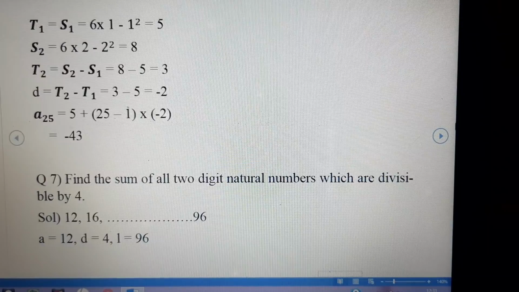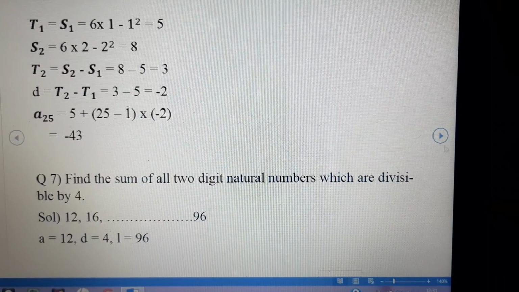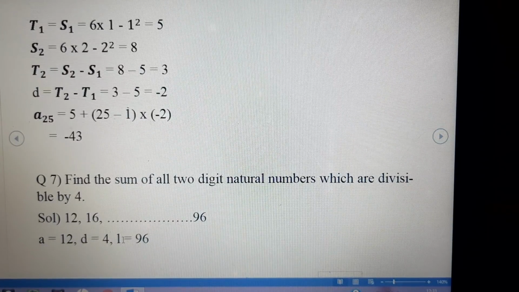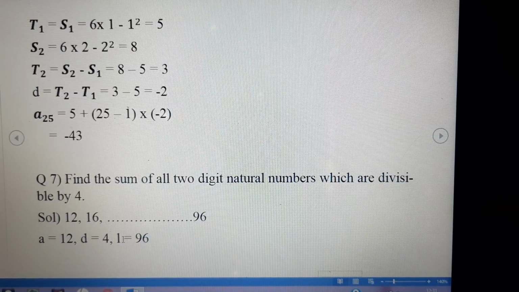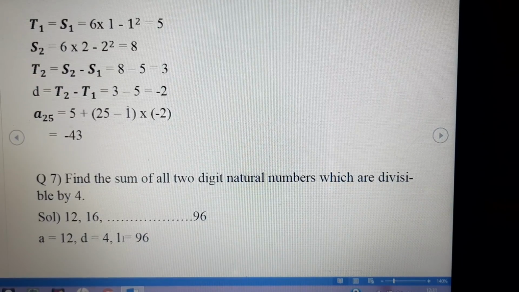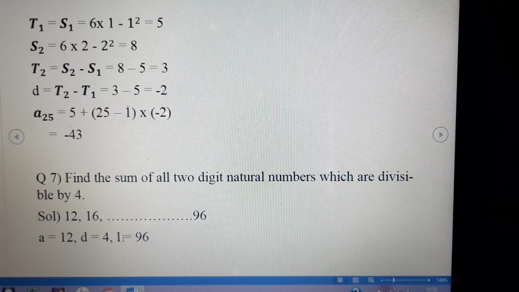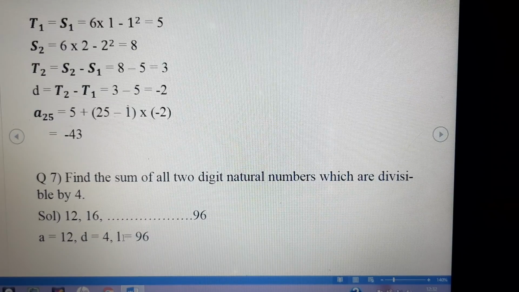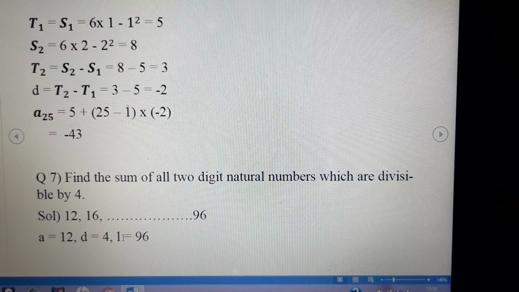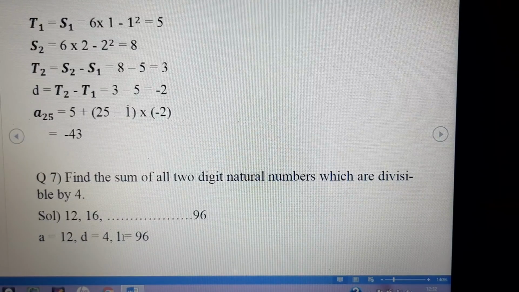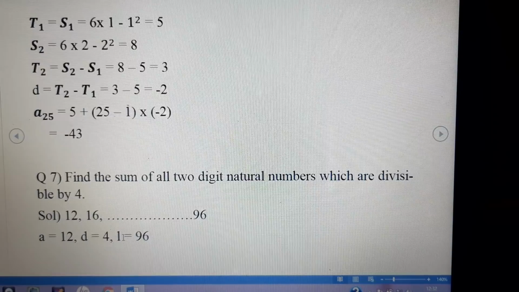Find the sum of all 2-digit numbers which are divisible by 4. So you have to think of the first 2-digit number which is divisible by 4. 12. The next number will be 16. And which is the last 2-digit number which is divisible by 4? 99 is not. 97 is not. 98 is not. So 96. Clear?